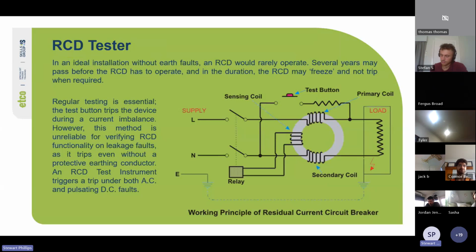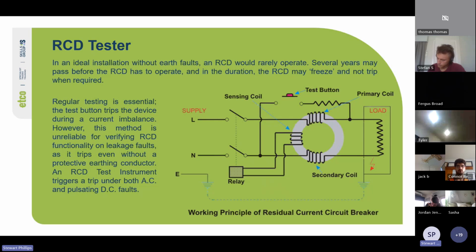Cool. RCD testers. In an ideal installation without earth faults, an RCD would rarely operate. Several years may pass before the RCD has to operate, and in the duration, the RCD may freeze and not trip when required. So regular testing is essential. The test button trips the device during a current imbalance. However, this method is unreliable for verifying RCD functionality on leakage faults, as it trips even without a protective earthing conductor. An RCD test instrument triggers a trip on both AC and pulsating DC faults.